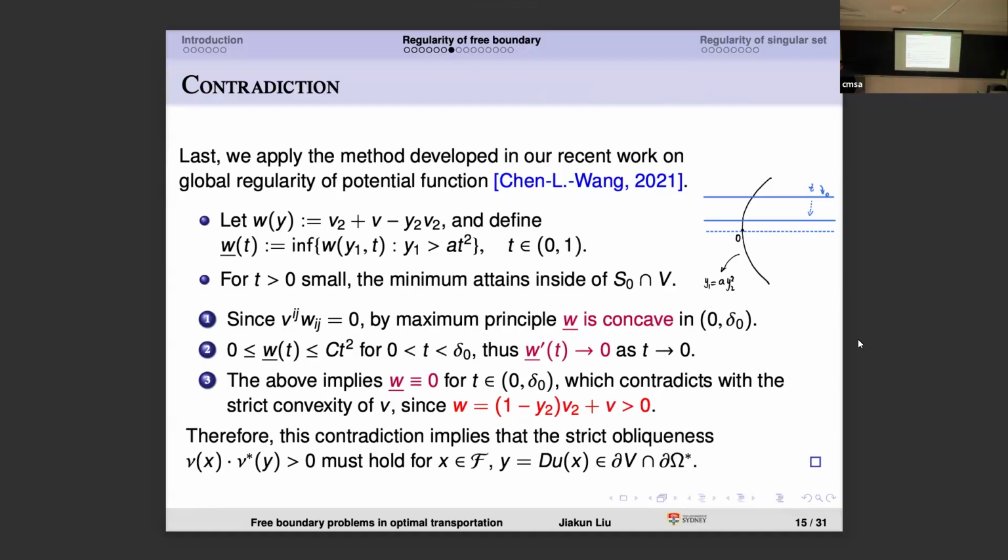Do you have counterexamples to obliqueness when the right-hand side is not continuous? Say that again. Do you have counterexamples to obliqueness when the right-hand sides are worse? Good question. No, at the moment I don't think of anything, but I believe we can try to construct one. But I don't know, at the moment.